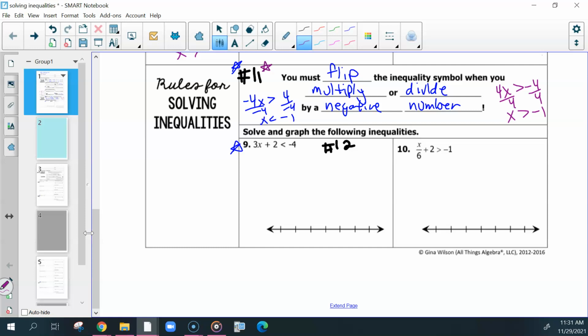Well, I would get rid of 2 first. So subtract 2 on both sides. Keep your sign. Make sure it's the same all the way throughout. Make sure you don't lose it or turn it into an equal sign. And then get x by itself by dividing. Would my sign change here? No, because I didn't divide by a negative. There was already a negative.